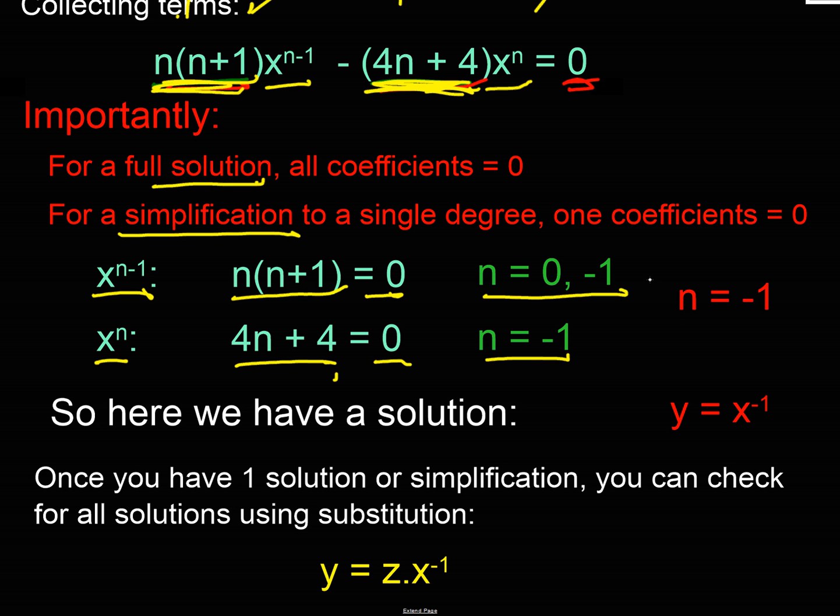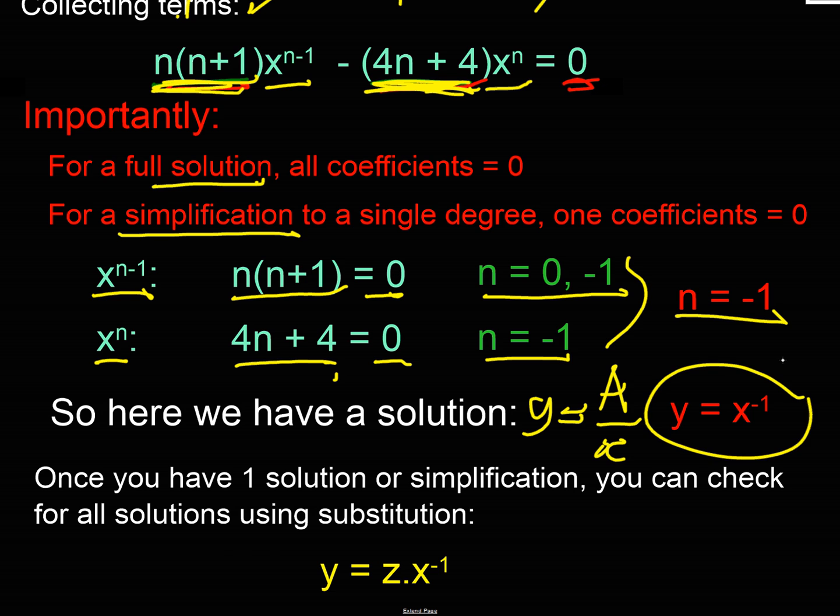Now in this case, you can see there's a common solution to both of these equations, which is when n equals minus 1. That would tell us that we've found a generalized solution, which is y equals a over x, wouldn't it? There we go. That would give us one solution to our problem here. On other occasions, we might only get a simplification. We might not get a full solution. But once we've got that, we can look at using a substitution based on this here.